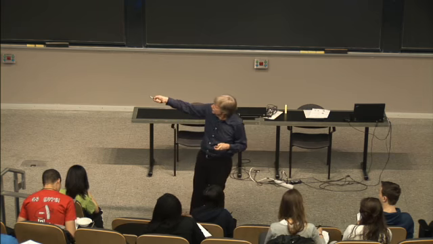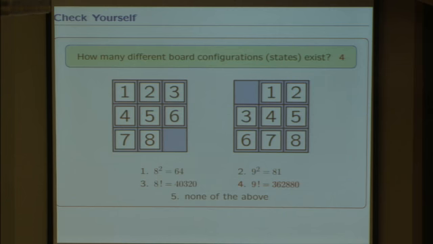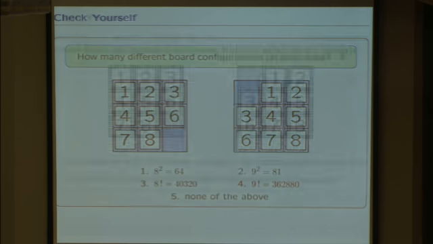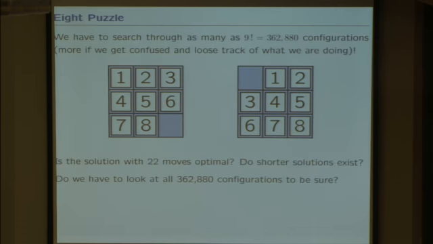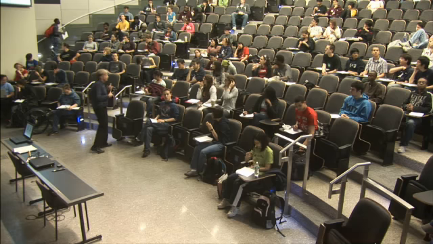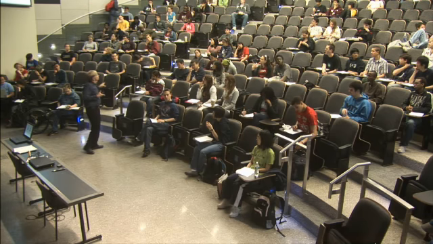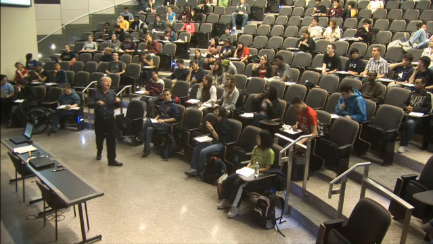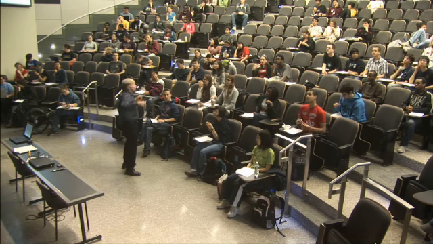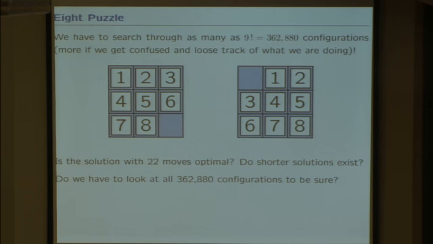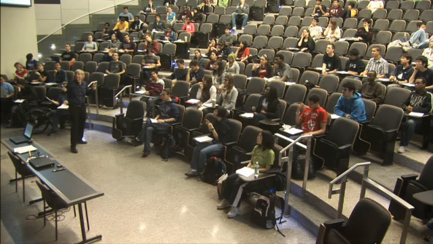9 factorial is 362,880. So if you thought about simply guessing, that's probably not going to work all that well, right? Even if you guessed, there's a third of a million different configurations that you have to look at. And that's if you didn't lose track of things. If you lost track of it, oh my.